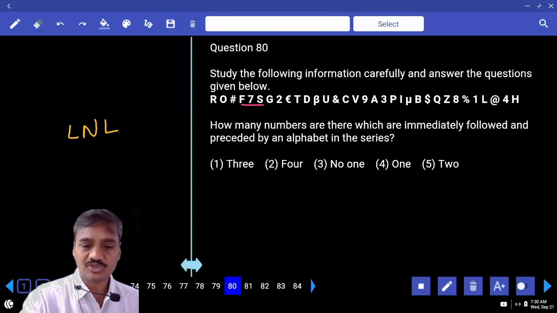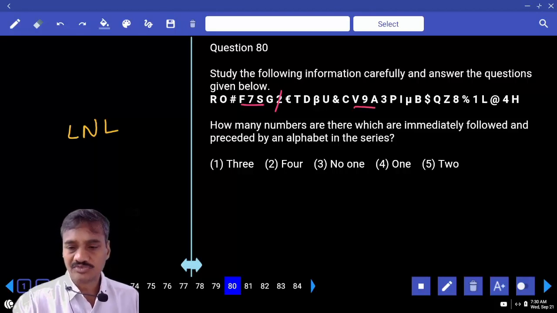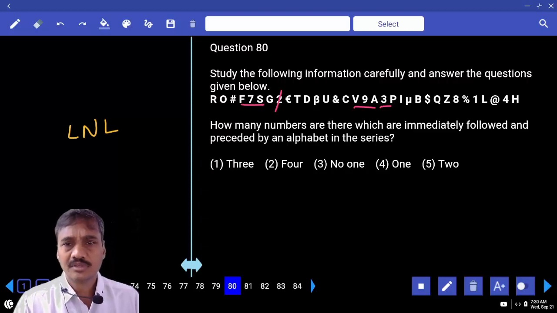And next one, is there a chance to start with a number? No. And next one, number. Letter, number and a letter. And next one, and again. Will this work? This also works. A3 and P. This is one more.